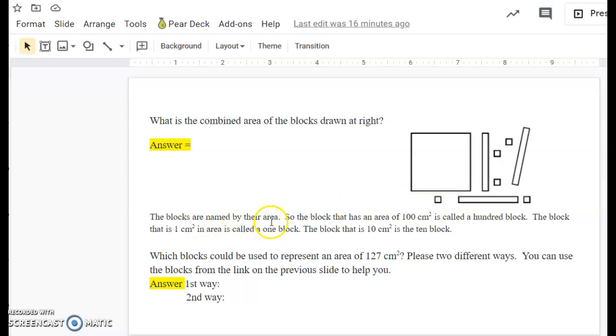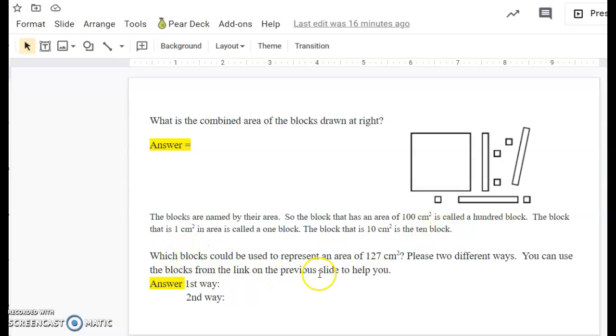The blocks are named by their area. So the block that has an area of 100 centimeters squared is called a 100 block. The block that is 1 centimeter squared in area is called a 1 block. The block that is 10 centimeters squared is the 10 block.